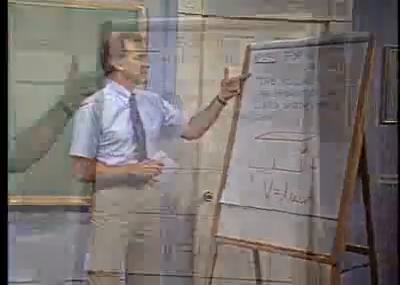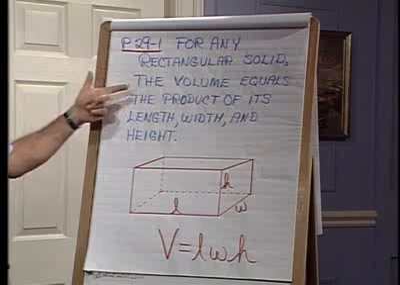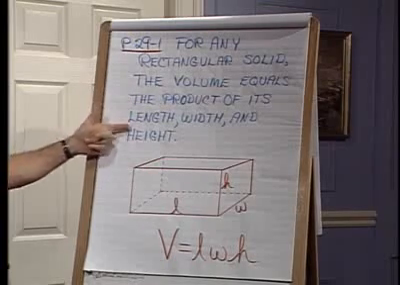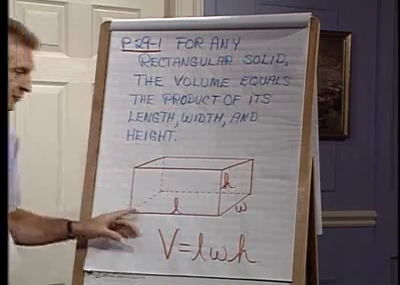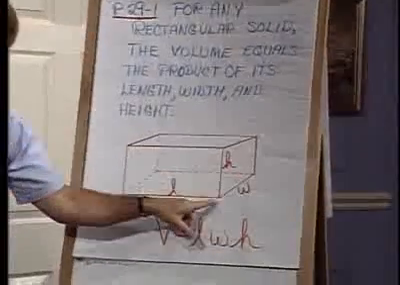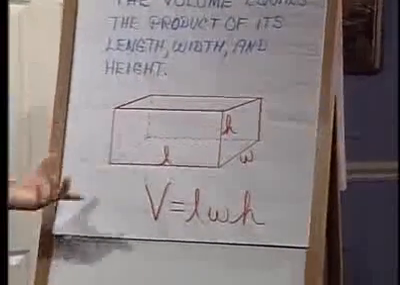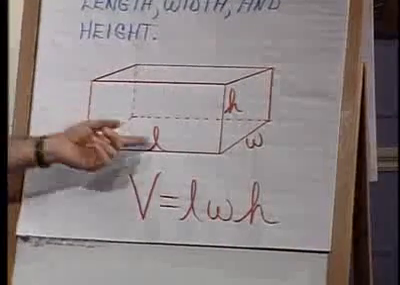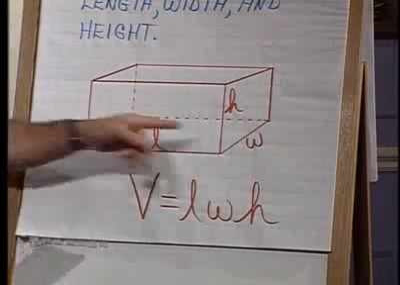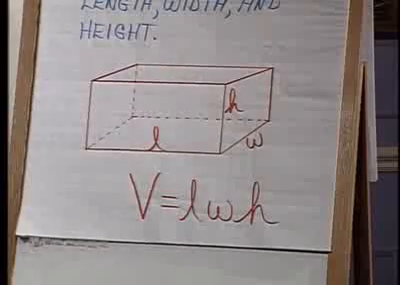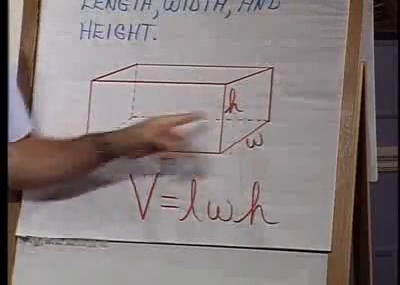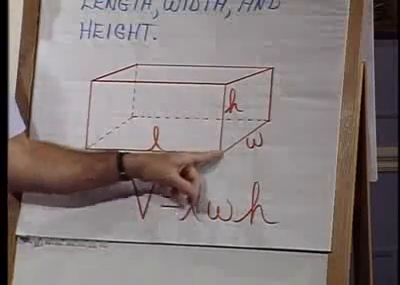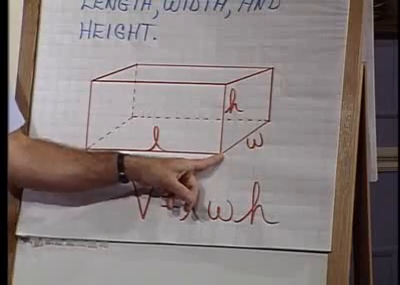So for any rectangular solid, the volume equals the product of its length, width, and height. Now, the three edges where they come together, those would be your length, width, and height. And it doesn't matter, luckily, which one you establish as length, which one is the width, and which one is height, as long as you choose the three dimensions of three edges that come together at a vertex. That would be enough.